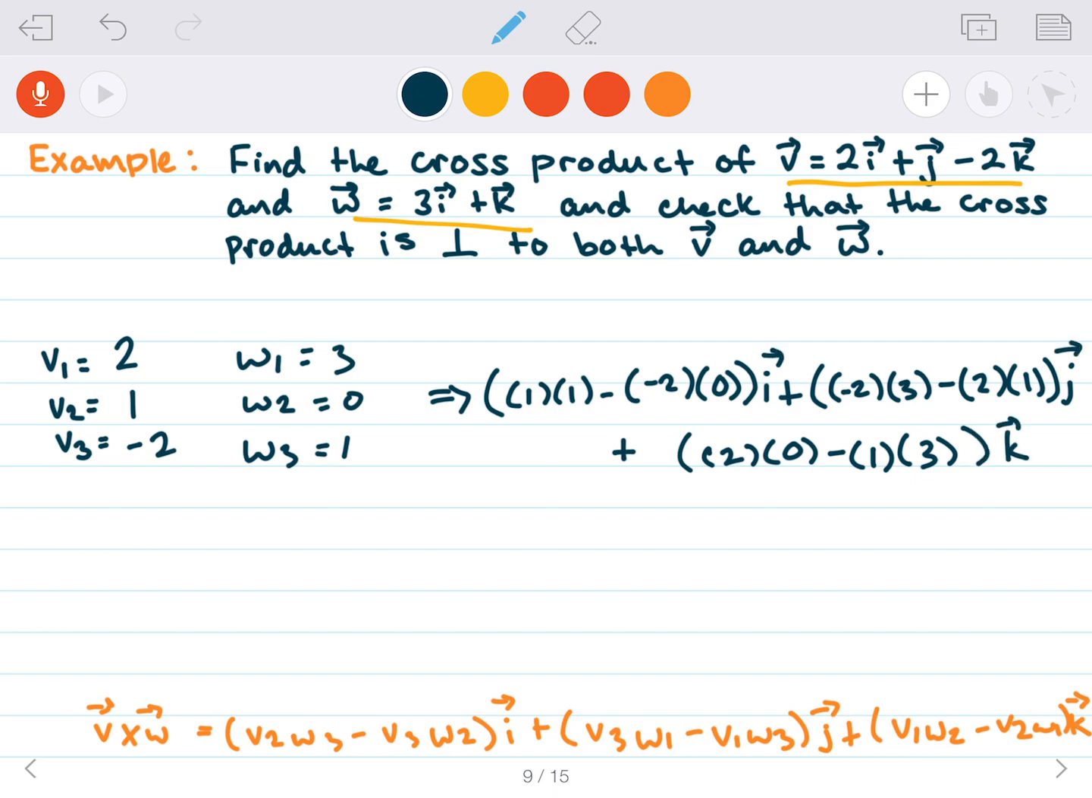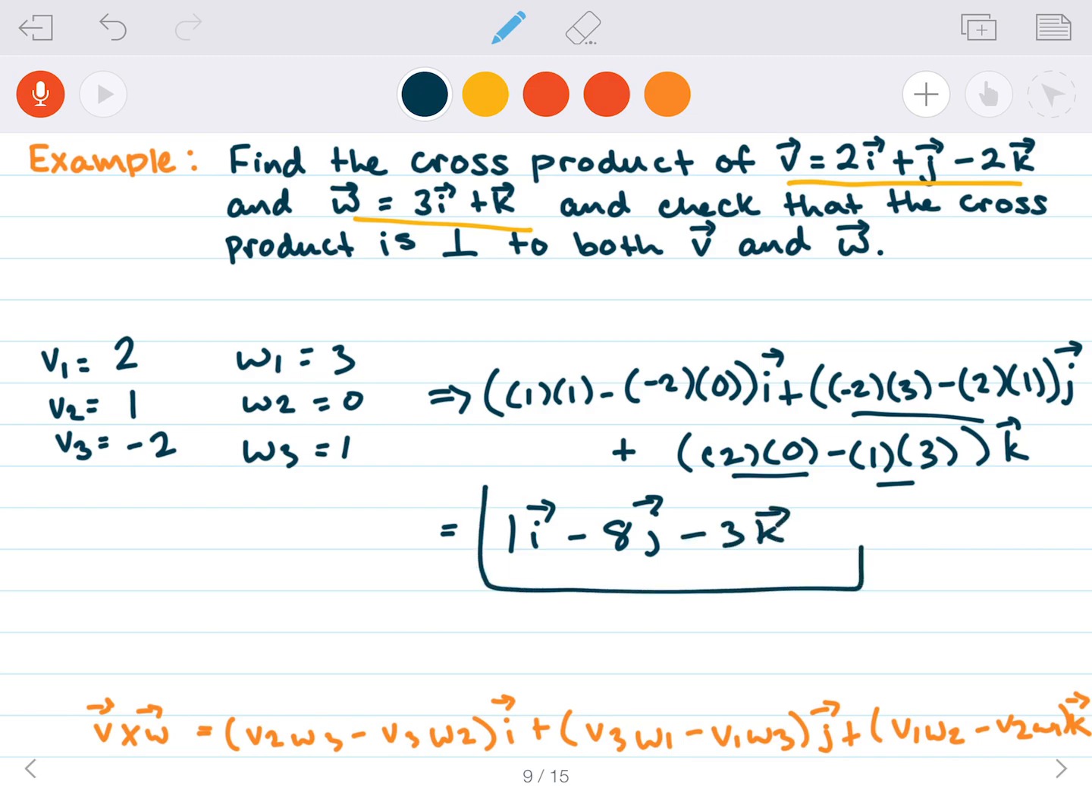Okay, and now we just need to simplify this guy. So up here we have 1 minus 0 is 1, so that's 1i. Okay, over here, negative 6 minus 2 is negative 8. Negative 8j. 0 minus 3 is negative 3k. So this is our cross product.